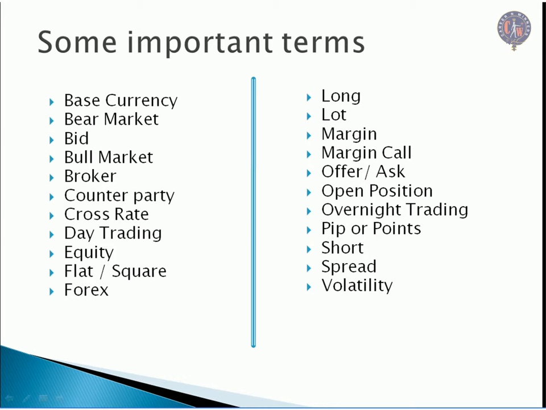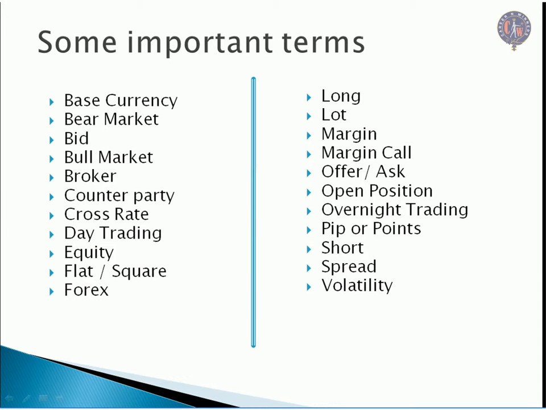The first, base currency. Base currency is the currency against which other currencies are quoted. For example, the primary base currency is the US dollar, against which all other currencies except for Euro, GBP, Australian dollar and New Zealand dollar are quoted. The second is bear market. Bear market is a market in which prices decline against a background of widespread pessimism, that is, the opposite of bull market. The name bear market is derived from the way a bear attacks, that is, strikes downwards with its paws.